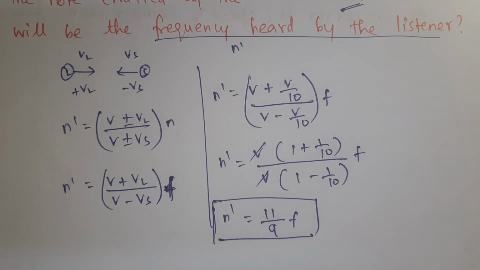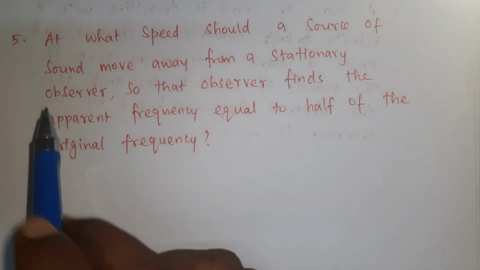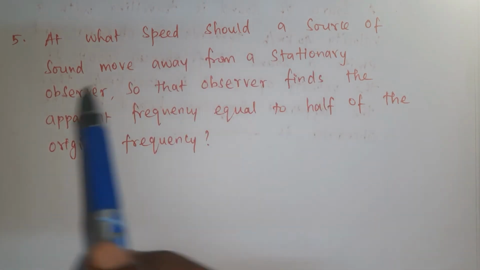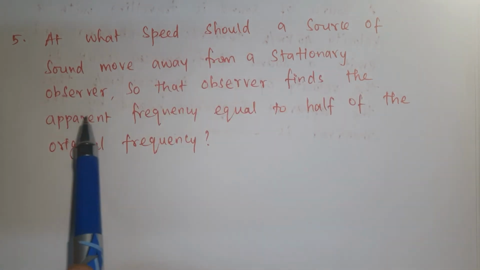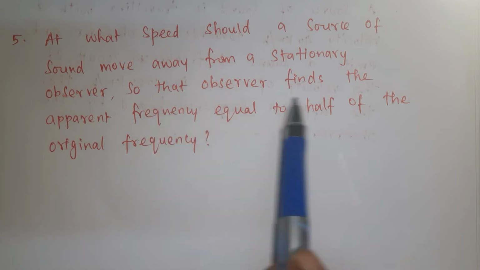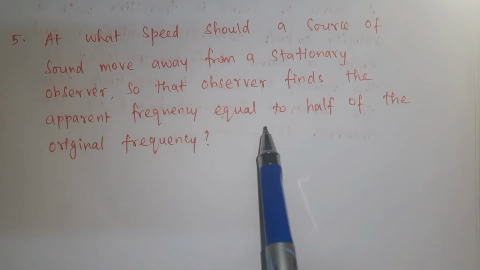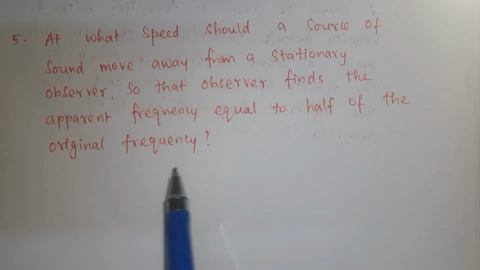This is the answer. Next question: at what speed should a source of sound move away from a stationary observer so that the observer finds the apparent frequency equal to half of the original frequency?